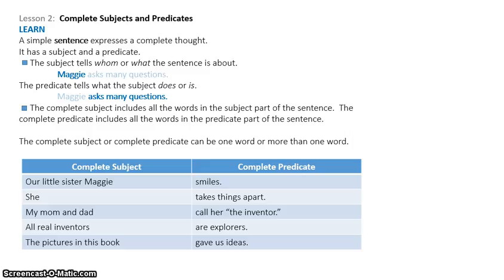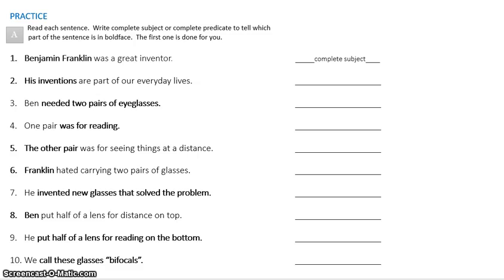The next one says, "She takes things apart." The complete subject is "she." That's who the sentence is about. The complete predicate is "takes things apart," telling what she, the subject, is doing. Now, there are a couple more examples that you can look at, but I want to go ahead and get to the workbook page. Practice set A is what we're going to be doing, and you should have a red and green colored pencil.